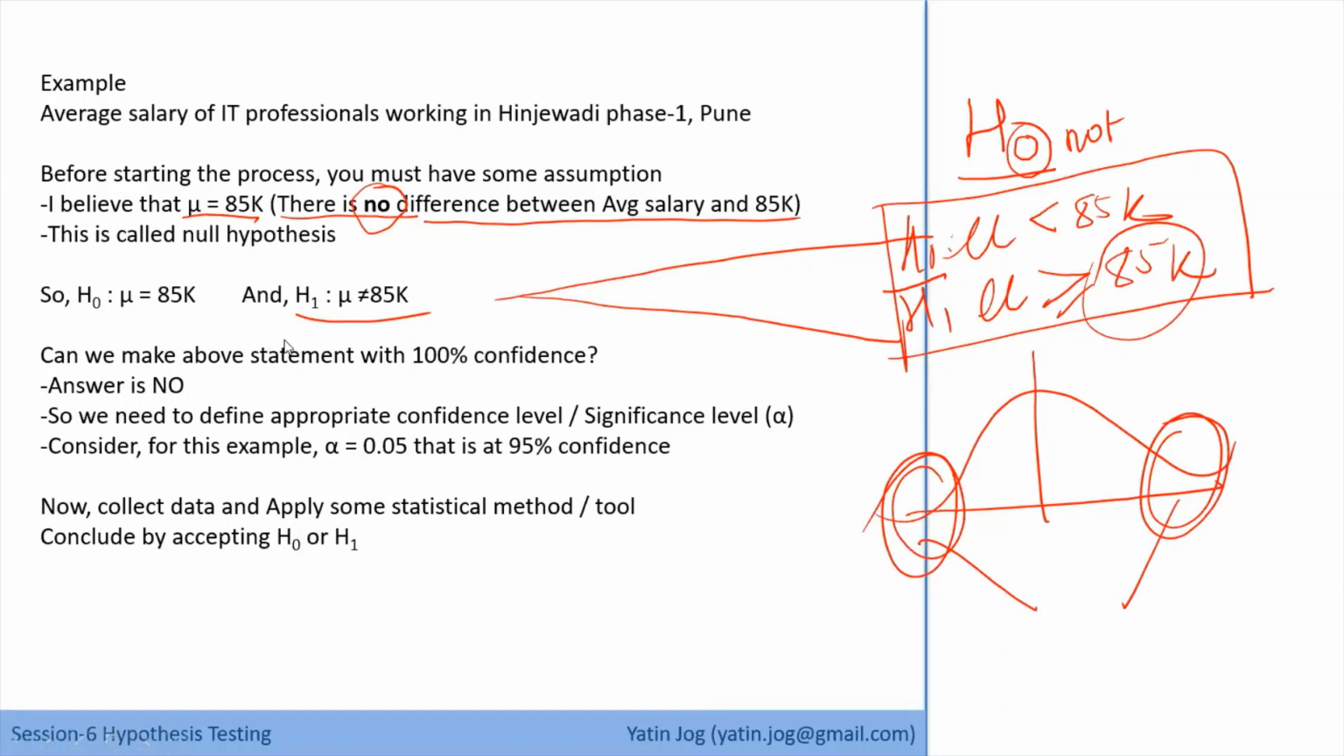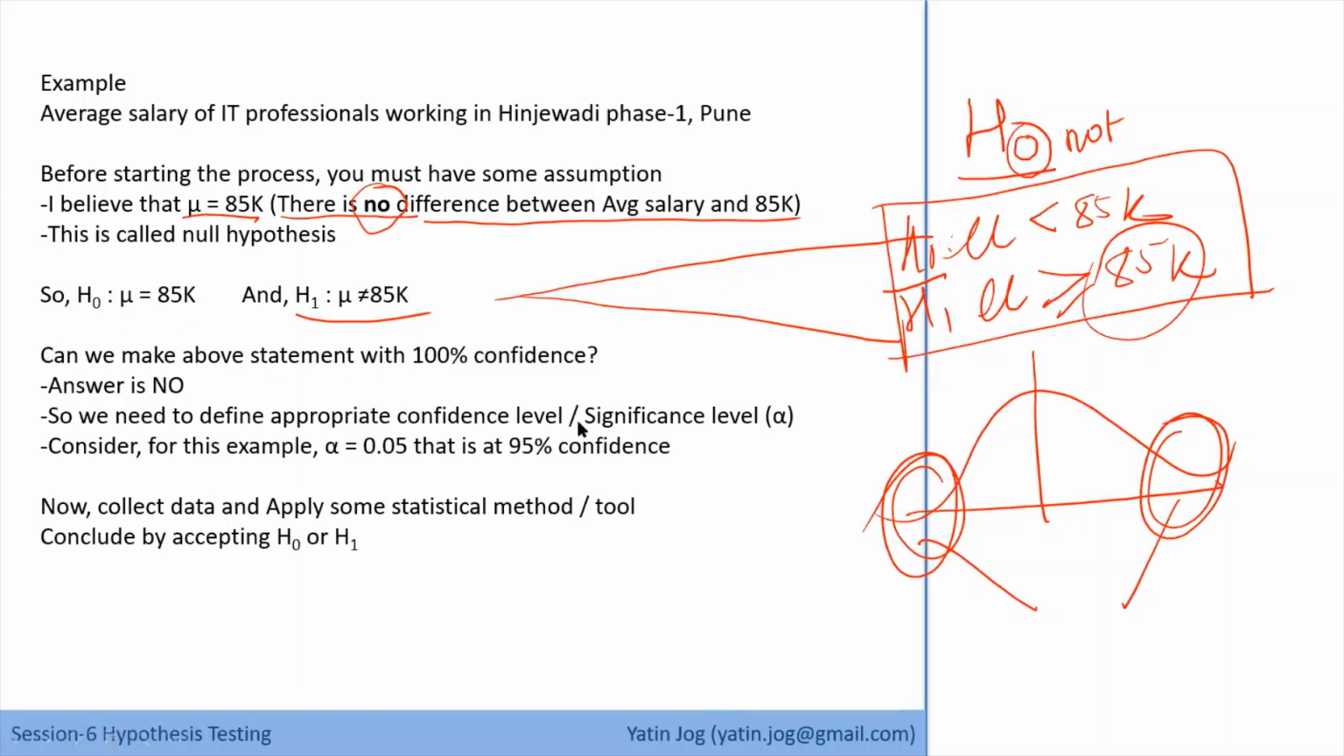Can we make the above statement with 100% confidence? Whatever my H0 is, can I make this claim with 100% confidence? The answer is no, because I don't have data with me. I have not done the analysis. So we need to define the appropriate confidence level also: at what percentage of confidence am I making this claim?